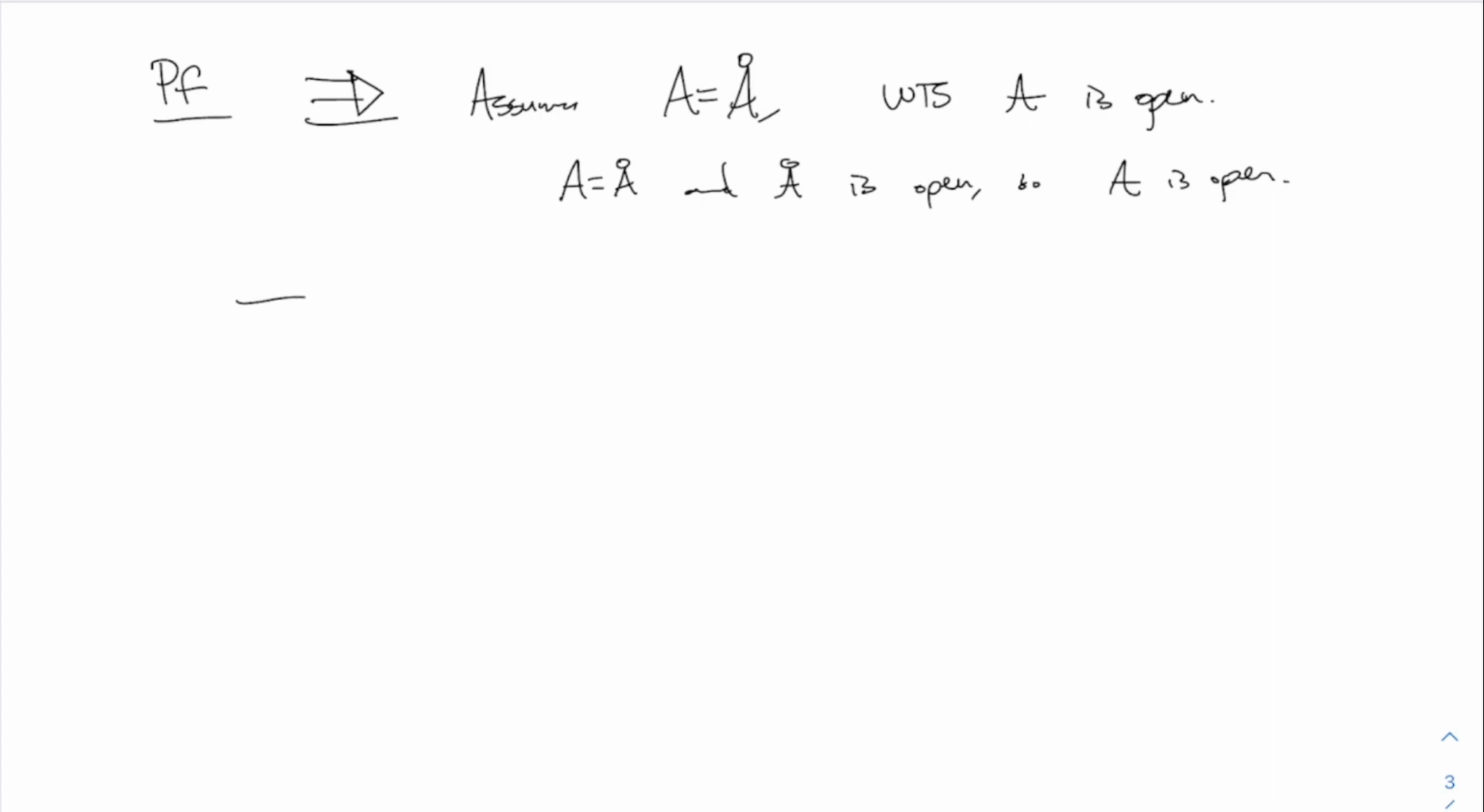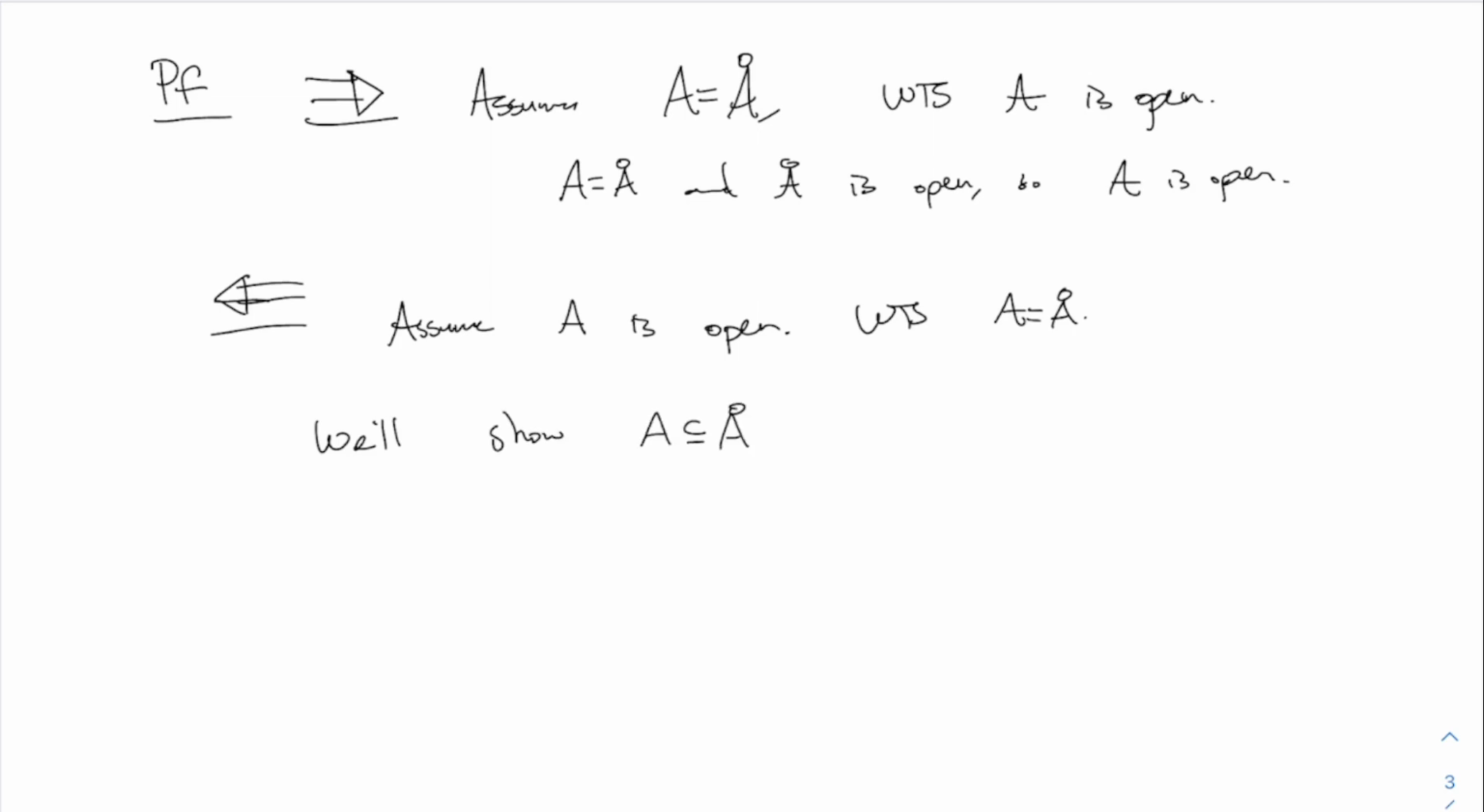The other part is not much harder, but you have to say a little bit more. So this time around, I say, assume A is open. And then I have to show A equals A interior. To show that set equality, we're going to show two subsets. All right. So to show that A equals A interior, we'll show that A is a subset of A interior and A interior is a subset of A.